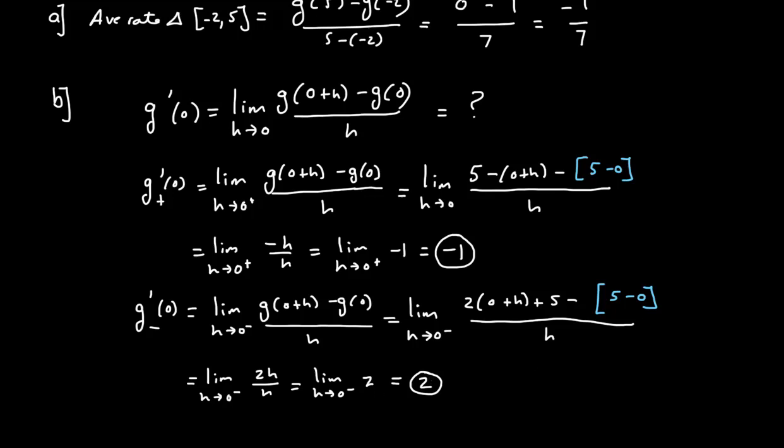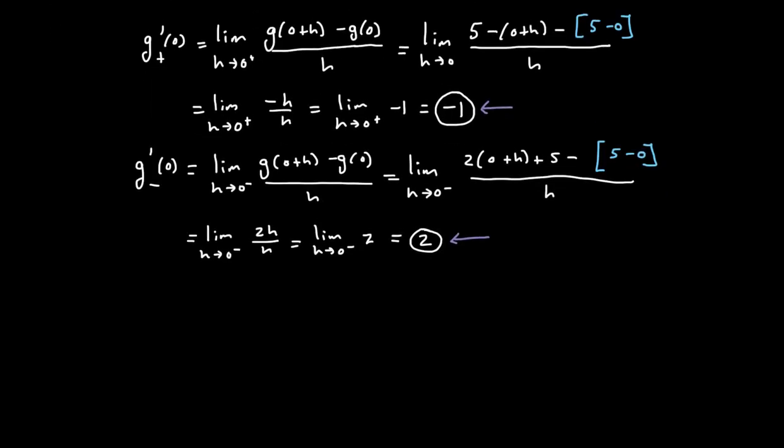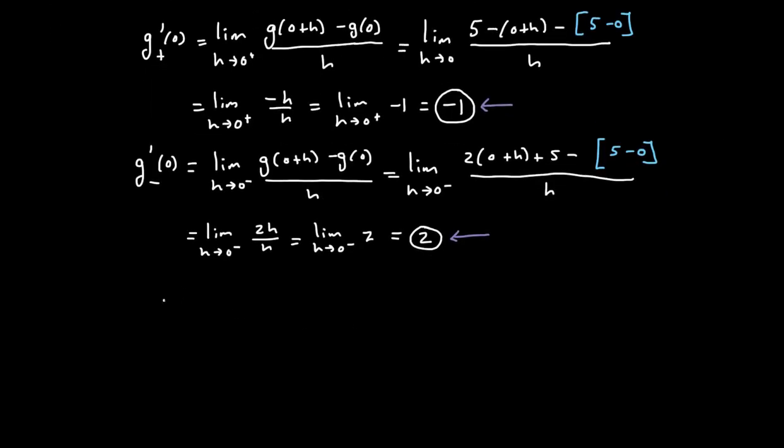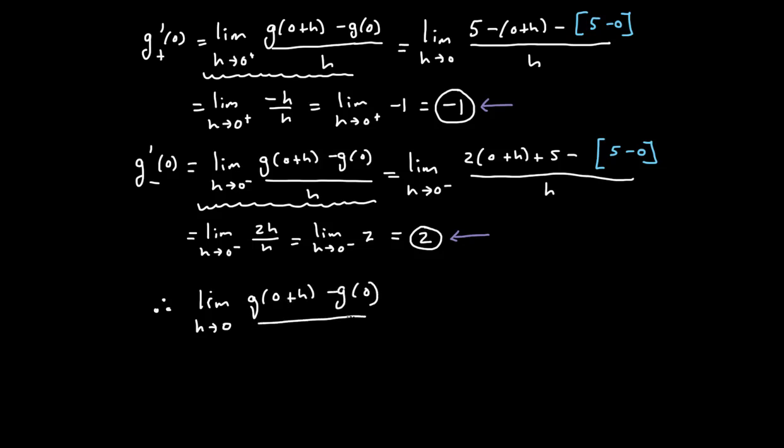And I think you may see the issue here. The slope from the right was negative 1. The slope from the left was 2. Those are different. So what happened? Looks like a sharp transition to me, means there is no slope, and I keep getting ahead of myself. Locally, what have we concluded? The limit from the right was equal to something. The limit from the left was equal to something different. And therefore, the limit as h approaches 0 of g of 0 plus h minus g of 0 all over h does not exist. g prime of 0 does not exist.